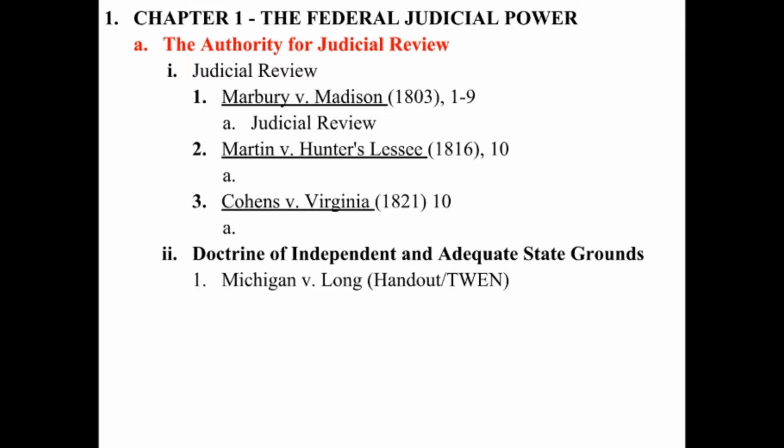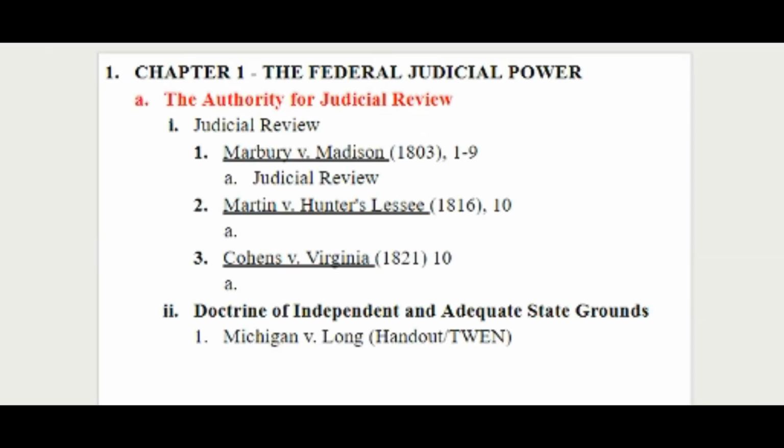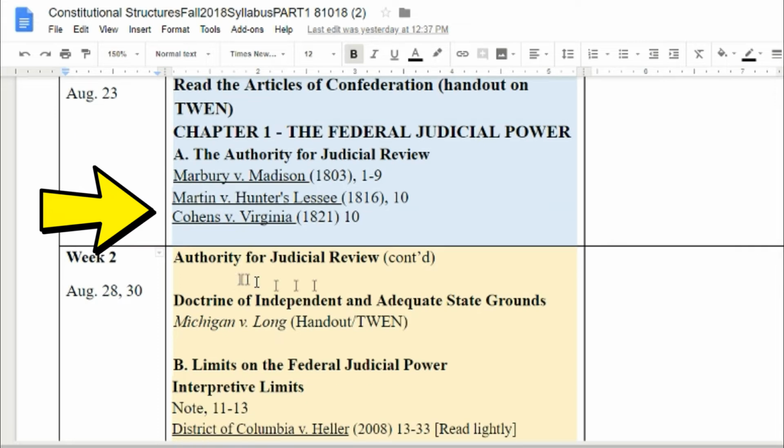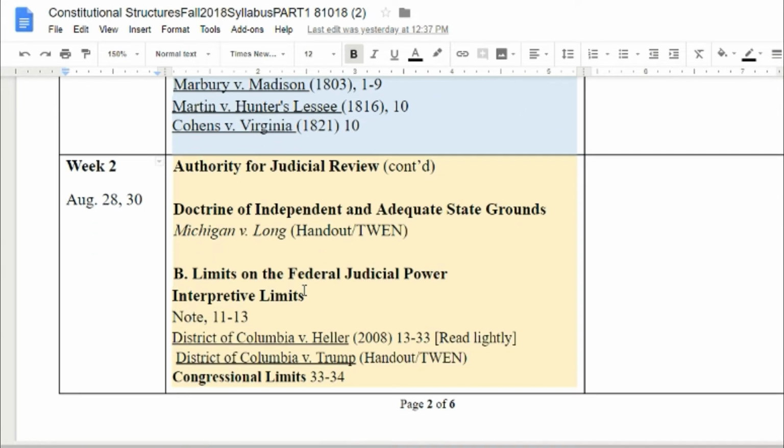One thing that you will notice is that under Chapter 1, Federal Judicial Power, Section A, I've colored it red because I want it to be distinguished from any other sections. We're talking about A, and there will probably be a B. So now, going back to the syllabus, I see the A, and I've notated all these cases, and I've put them in an outline format.